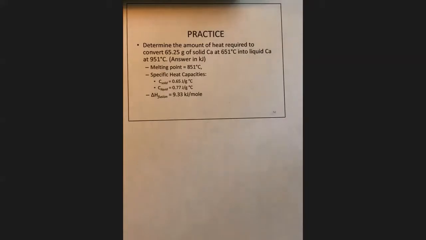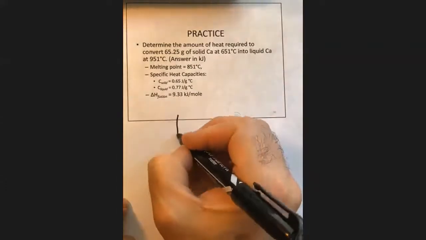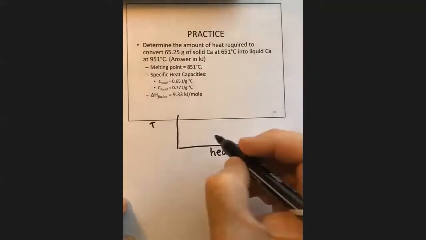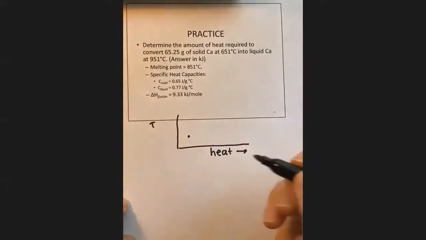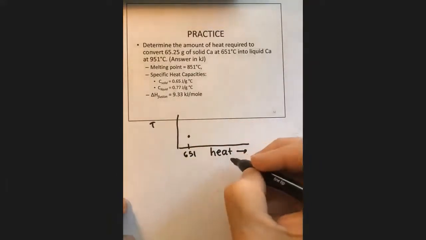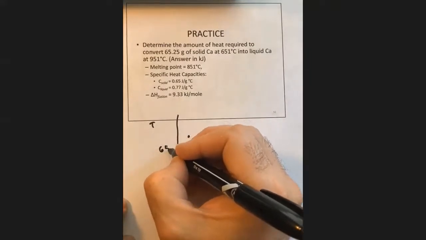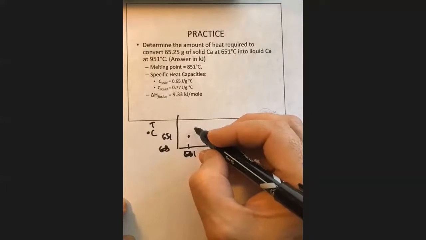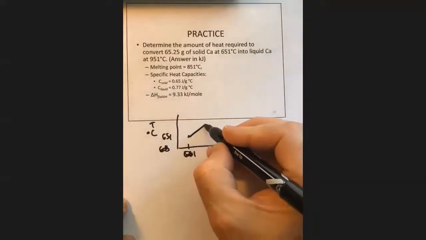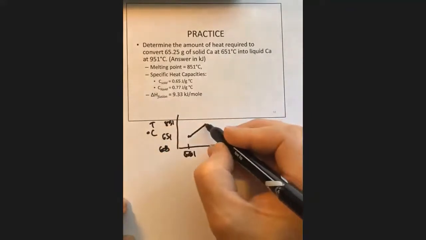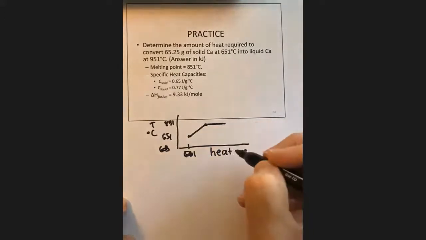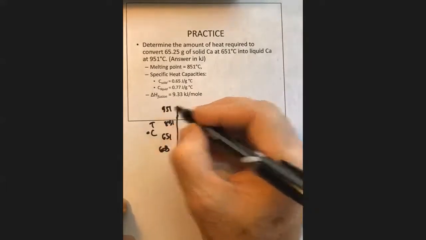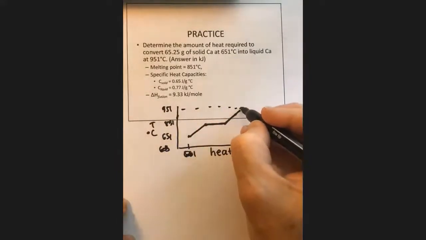So here's the problem we're going to solve. Again, remember, we are looking at a curve where you're measuring temperature against heat added. You're starting at a solid at 651 degrees Celsius. We're going to start heating it. Since the melting point is 851, that means we have to go all the way to 851, at which point it's going to start melting. And once it all has melted, we will then start increasing the temperature again until we get to 951. That's our final destination.